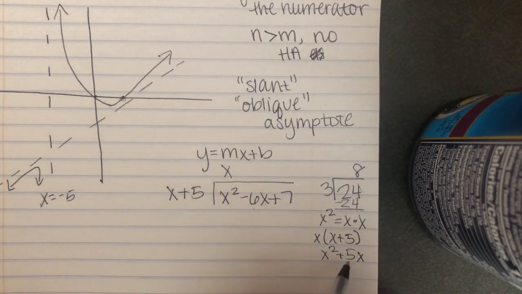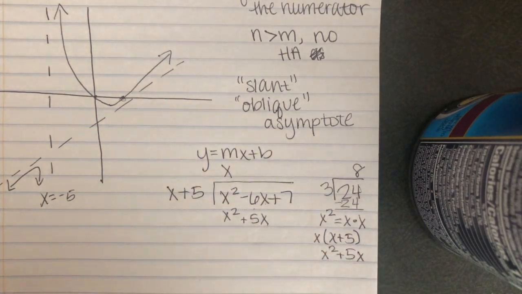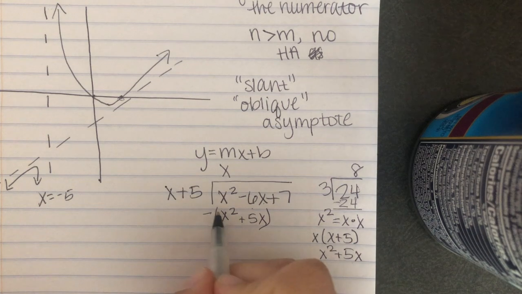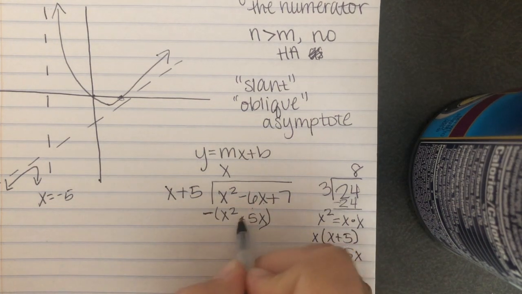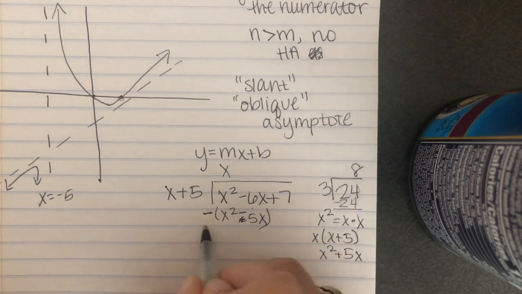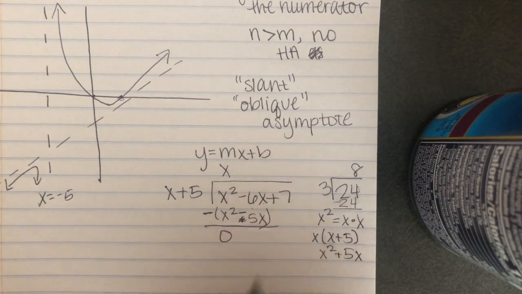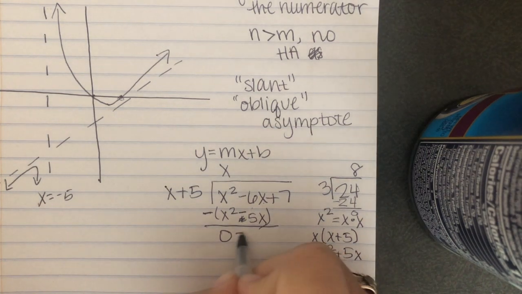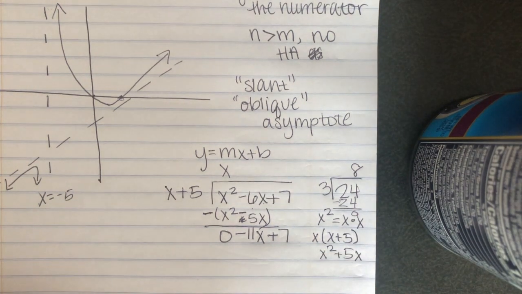So now we are going to write that right here, but we also have to subtract it. And that means we have to distribute this negative. So this stays negative, and this actually becomes a negative. And then we can subtract. X squared minus x squared is 0, which is what we are trying to get, just like in this case. And minus 6x minus 5x is minus 11x plus 7.